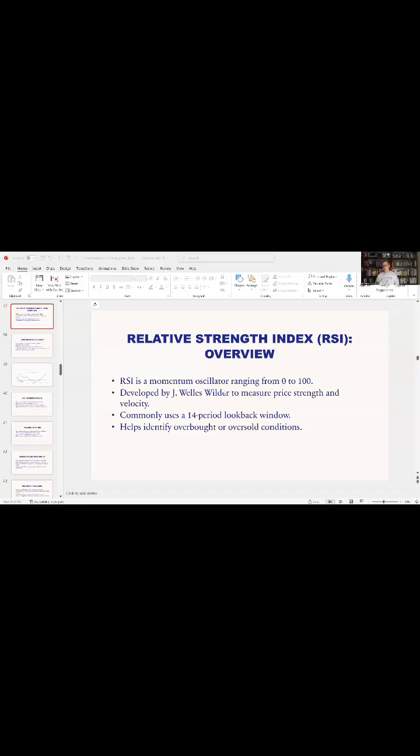And as mentioned before, it really does help identify conditions where you get to overbought or oversold, which are very important.